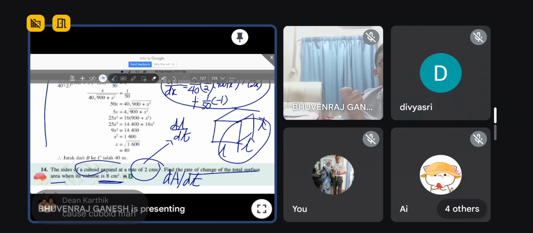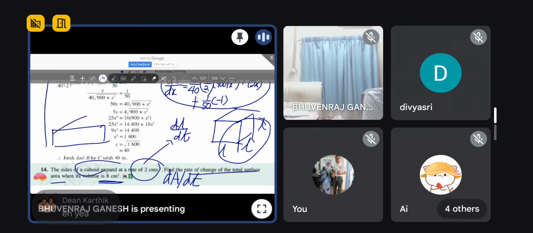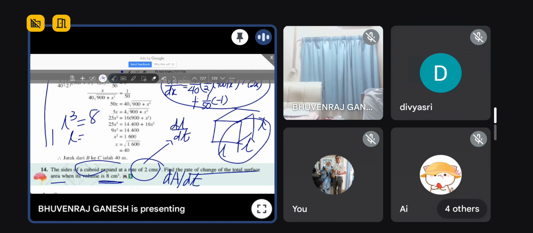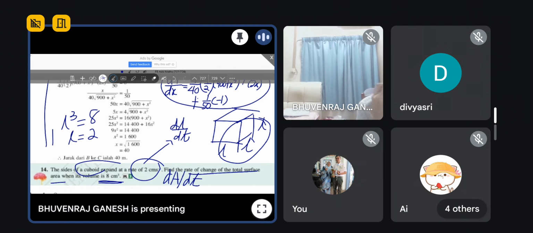No, because a cuboid can have different sides. Only a cube has all the same sides. A cuboid is something like this actually. But in this question they assume it, because if not, we cannot find the answer, as there is not enough information. They never tell you any other information. So you just assume L cube equals 8, L equals 2. Okay, so now you must find your volume equation.